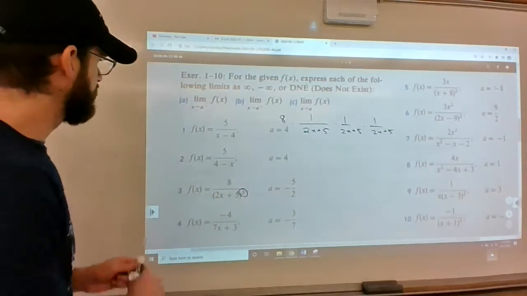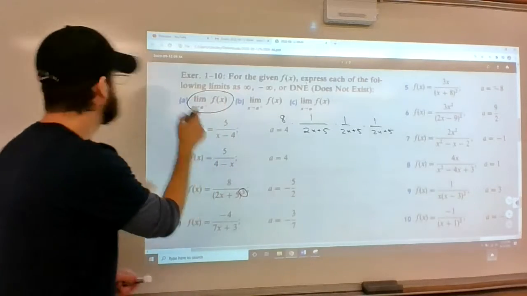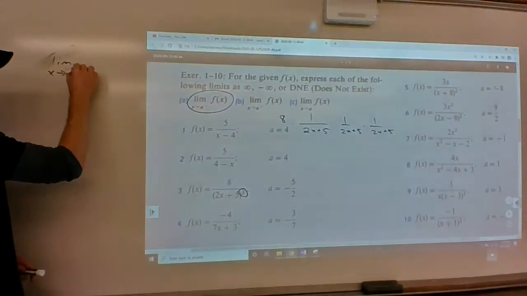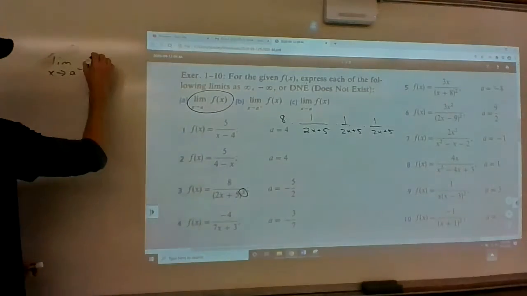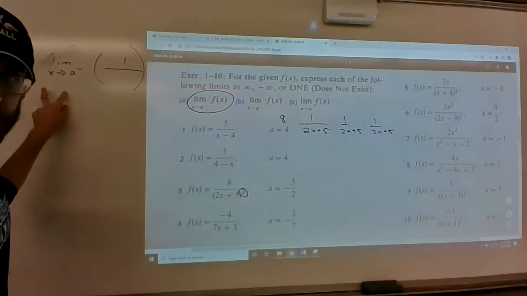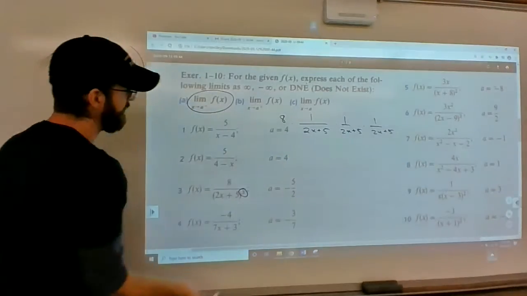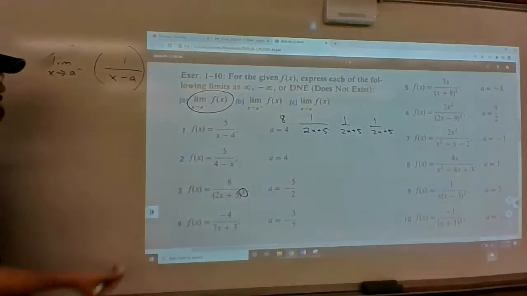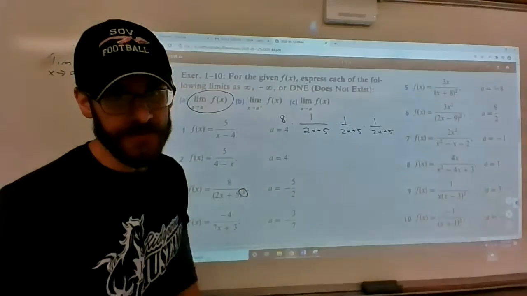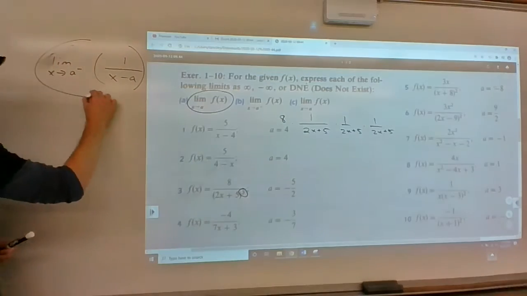Now the rule is, the limit as x approaches a from the left of a function that has just a 1 up top and a variable expression that yields the domain issue. In this case, the variable expression that yields the domain issue is 2x plus 5. Usually you would see it as x minus a, but here's the thing. I could have called this x plus 5/2, which is like x minus -5/2. It fits the bill for this.